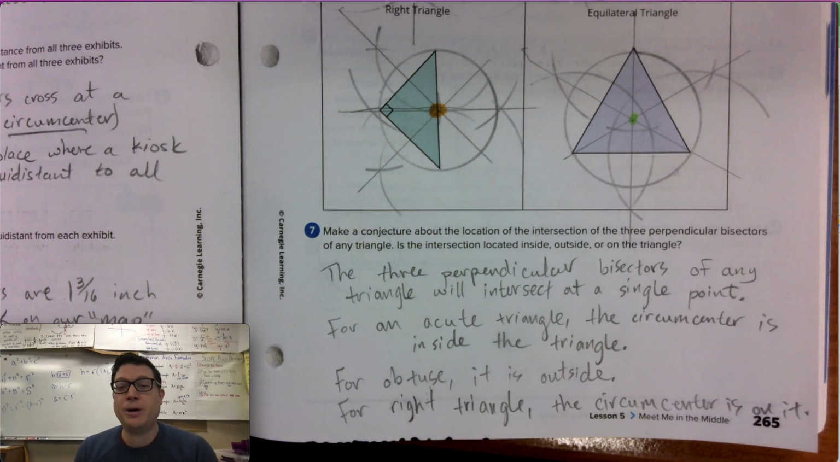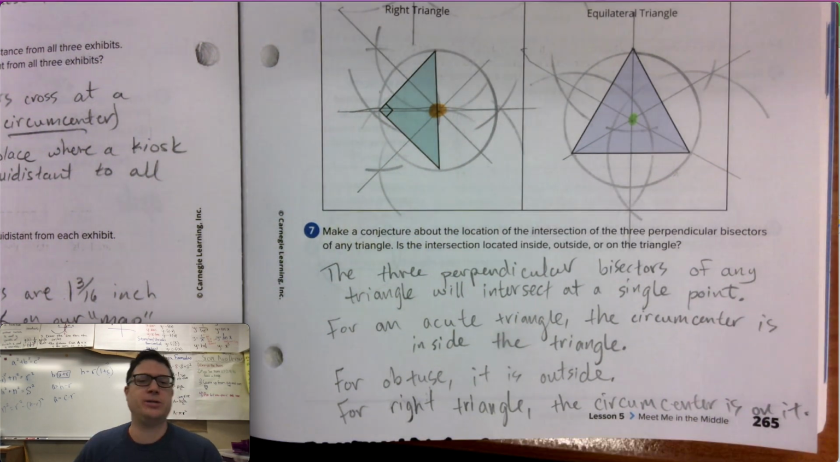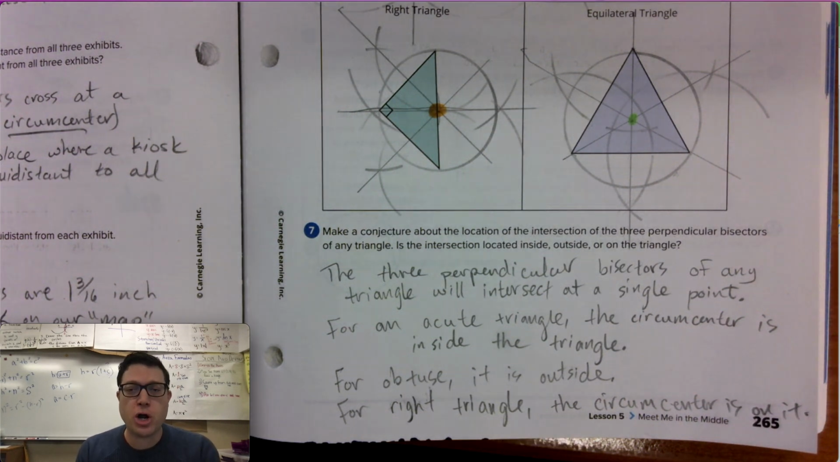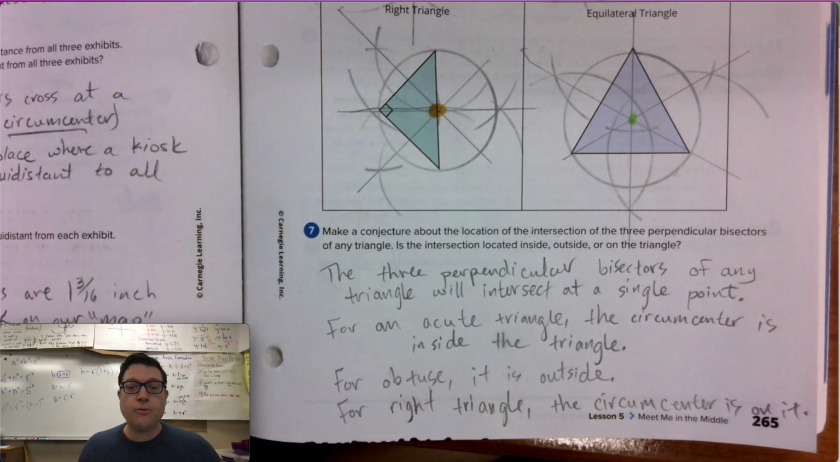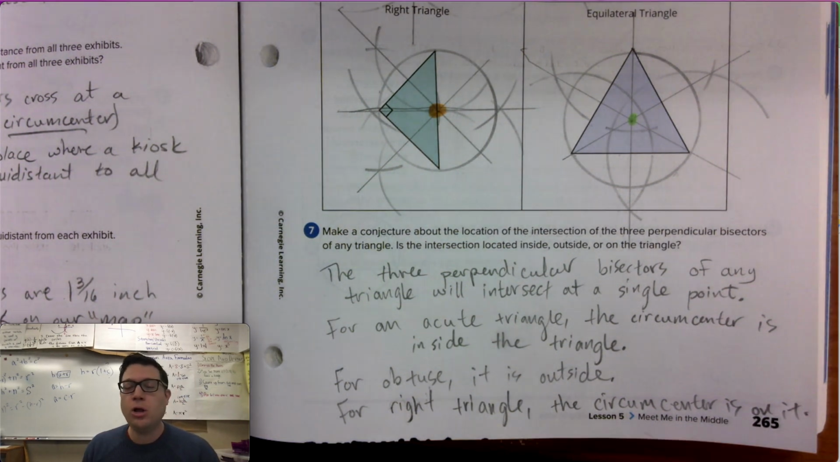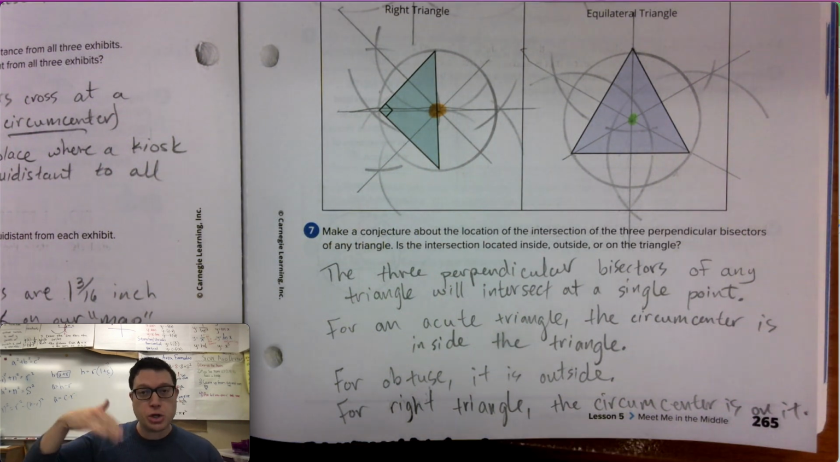The three perpendicular bisectors of any triangle will intersect at a single point. For an acute triangle, the circumcenter is going to be inside the triangle. For obtuse, it's going to be outside the triangle. And for a right triangle, the circumcenter will be on the triangle's edge.